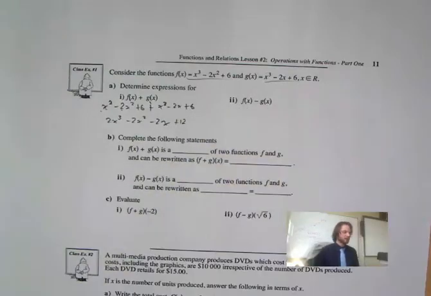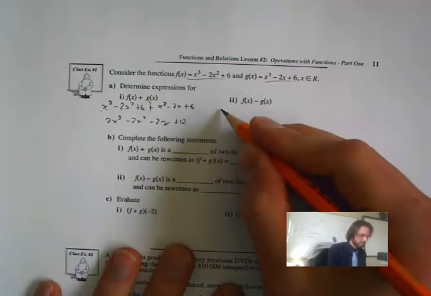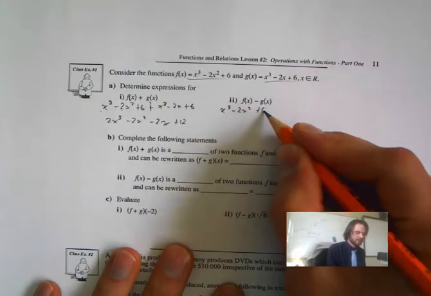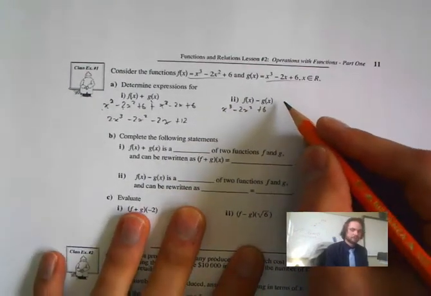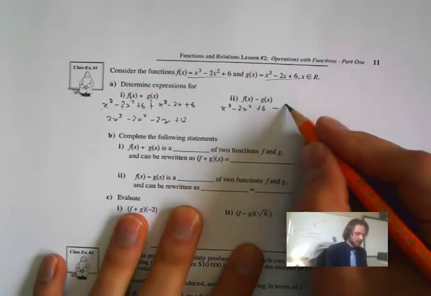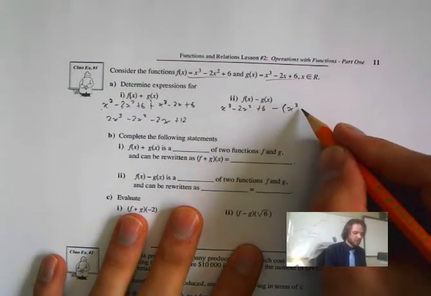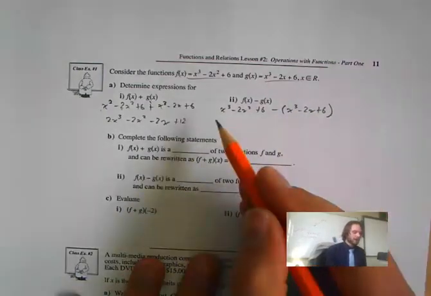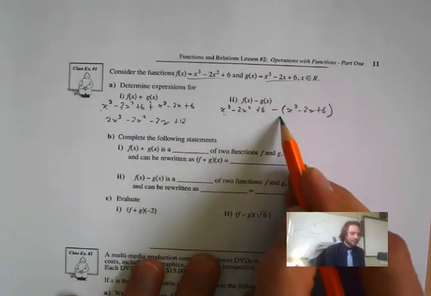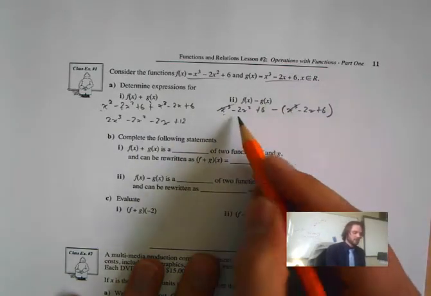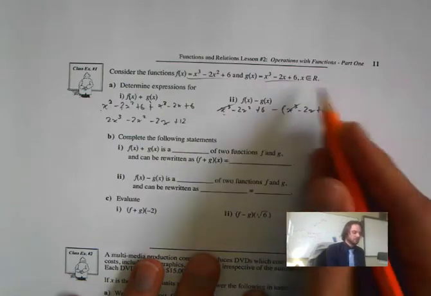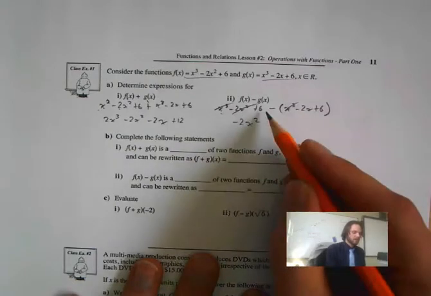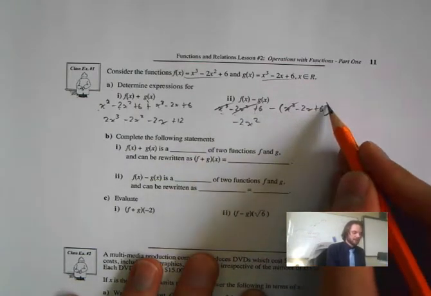All right, let's look at this next one. We want to subtract the two equations. We have x cubed minus 2x squared plus 6. And then here, we're subtracting. I'm going to put in brackets, x cubed minus 2x plus 6. Okay? So let's subtract. We have x cubed, subtract x cubed. They cancel each other off. Negative 2x squared, there's no other x squared. So we have negative 2x squared. Done with that. 6 minus 6, these cancel each other off.